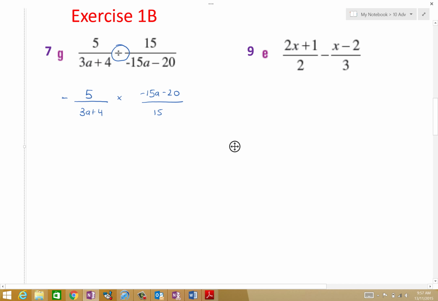First step, we use an equal sign, meaning that is equivalent. Now, we can only cancel common factors. For example, if this was a 15 here, you can't cancel that because, well, you just simply can't. It's not a common factor. 15a plus 4 doesn't share common factors with minus 15a minus 20.